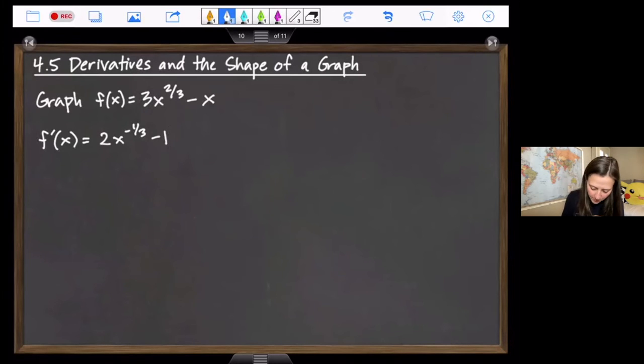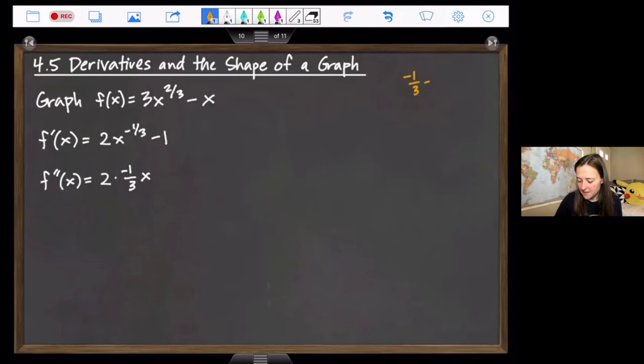So we're going to find f double prime of x. The 2 is going to go along for the ride. We'll bring the negative 1/3 down. And we're going to subtract 1 from the negative 1/3. So always we can come off to the side and do our little scratch work. So negative 1/3 minus 3/3, and we get negative 4/3. So that's our new exponent in our derivative, negative 4/3. And then the derivative of negative 1 is going to be 0.